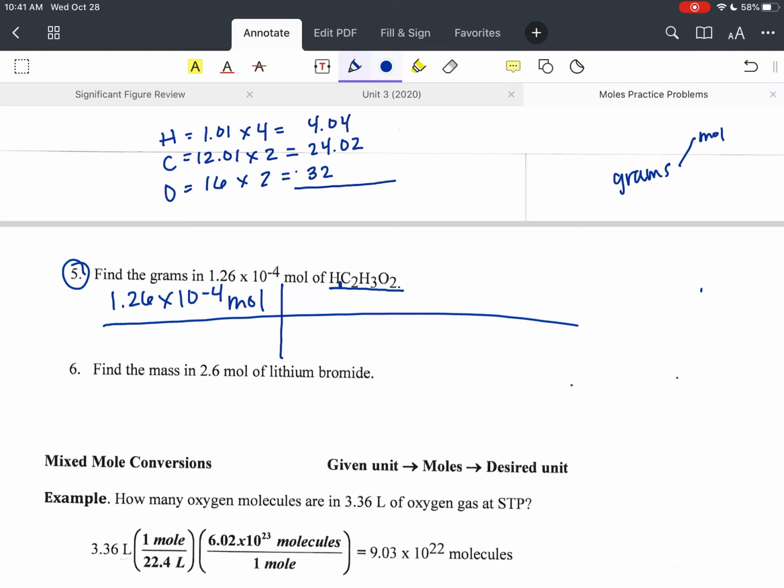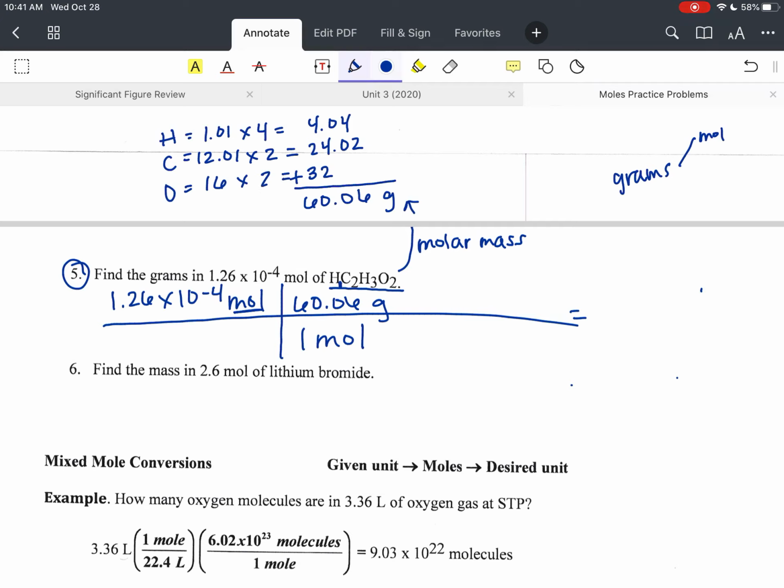So once I just add them all up, I end up with 60.06 grams. So this is my molar mass of this whole substance. All I did was just add it up. So now I just have to fill it into my calculation. If I have moles on top, I know I'm going to have mole on the bottom. And that means that my grams are going to go on top.